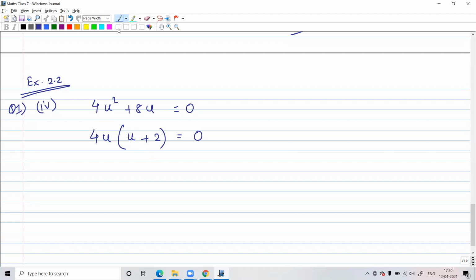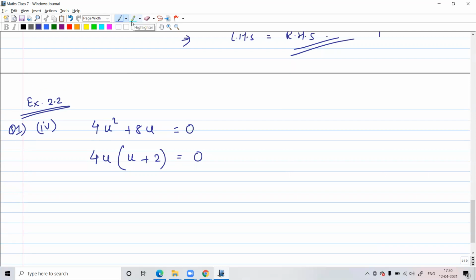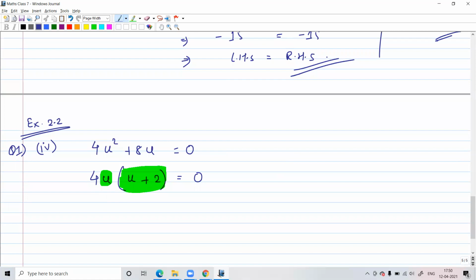Okay. Now look at this. You have two factors. Basically, three factors. 4 is a constant. So 4 will never be a 0 of the polynomial. So this is your one factor which can make it 0. If this u is equal to 0, then this whole thing will become 0, right? If I put u equal to 0, then 0 into anything will become 0, right? So that u should be 0, or this u plus 2 should be 0. So you can just write it like u is equal to 0 or u plus 2 is equal to 0. So if u is 0, that itself is your 0 of the polynomial.